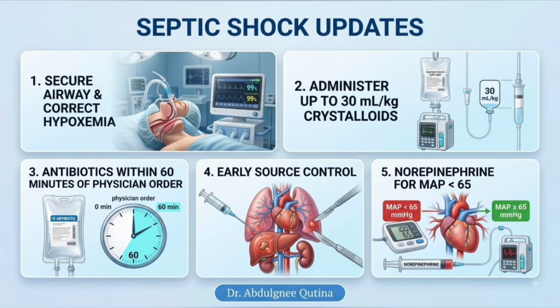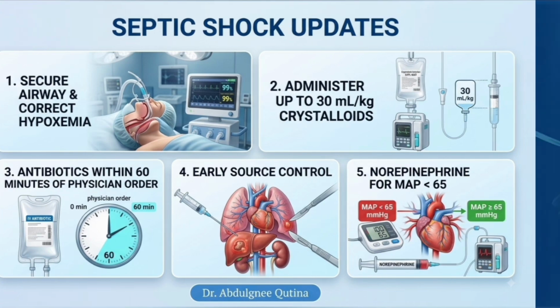But here is the critical timer you're racing against. Antibiotics absolutely must be administered within 60 minutes of a physician order. Every single hour of delay drastically drives up mortality. Follow that up with aggressive source control, like, say, draining an abscess, and get that norepinephrine going if the MAP is stubbornly sitting below 65.